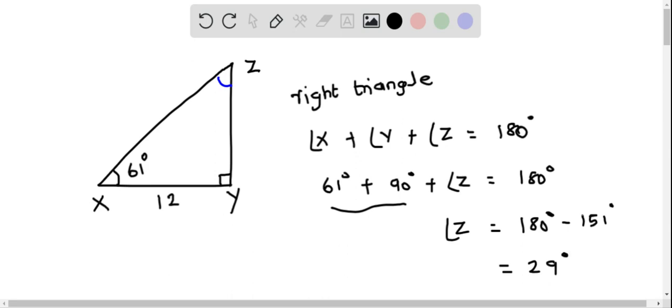So I mark this angle Z over here. That is, angle Z is 29 degrees.